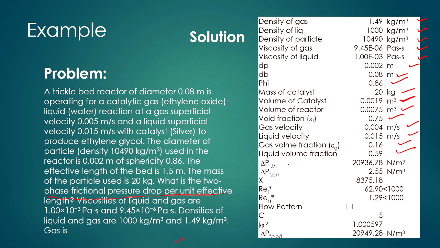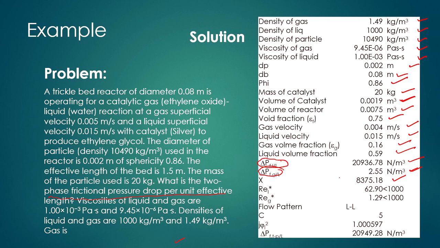Okay, and then the frictional pressure drop based on the Ergun equation, that you can calculate to be coming like this. The frictional pressure drop based on gas can also be calculated from the Ergun equation. X, that means the Lockhart-Martinelli parameter: once you know the frictional pressure drop for the individual phases, you can easily calculate the X value, that means root over of delta P F L by delta P G L, like this.